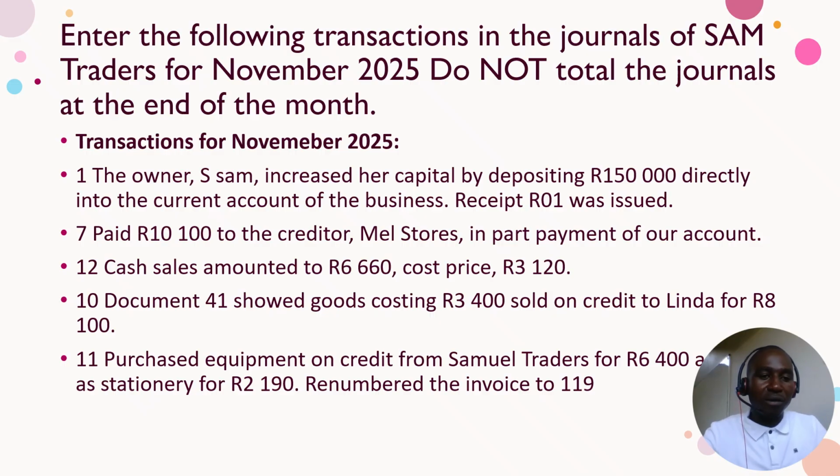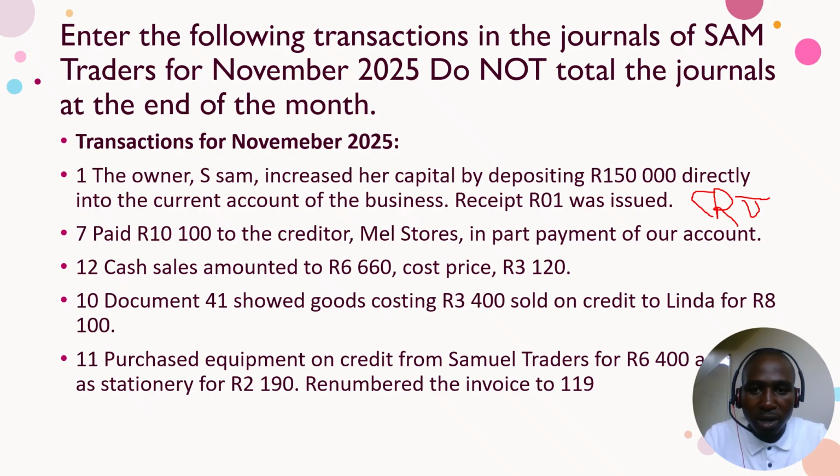The first transaction says the owner, Sam, increased her capital by depositing 150 directly into the current account of the business. Receipt R01 was issued. Now, where are we recording that transaction? We record it in the CRJ because we are receiving money from the owner. The owner is depositing money. So we'll record it in the CRJ.